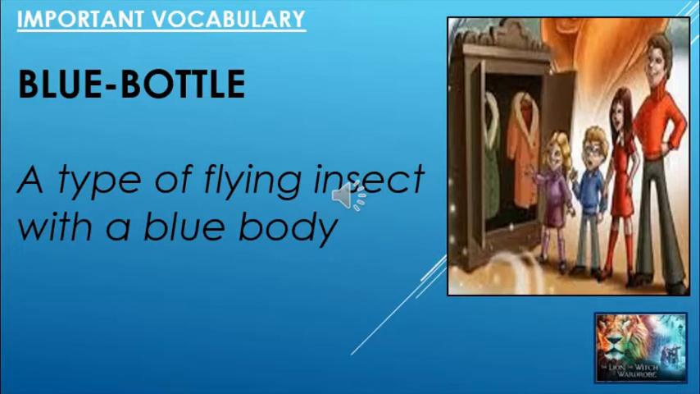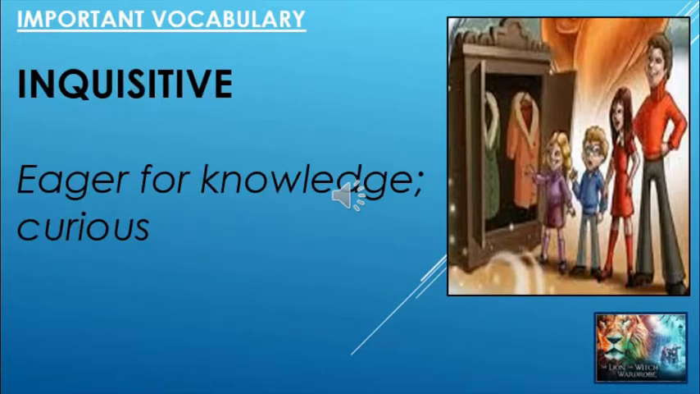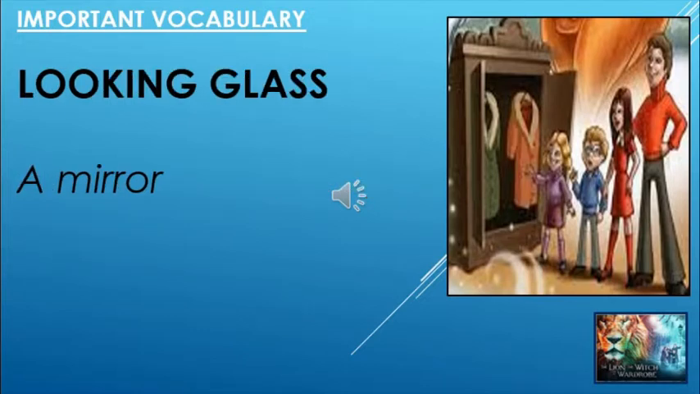You will read about them spotting a blue bottle in the house. A blue bottle is a type of flying insect with a blue body. Inquisitive simply means eager for knowledge or curious, and I want each of you to be inquisitive. A looking glass is simply a mirror. The easy way to remember that is just to think that a looking glass is a glass which is used to look at yourself.